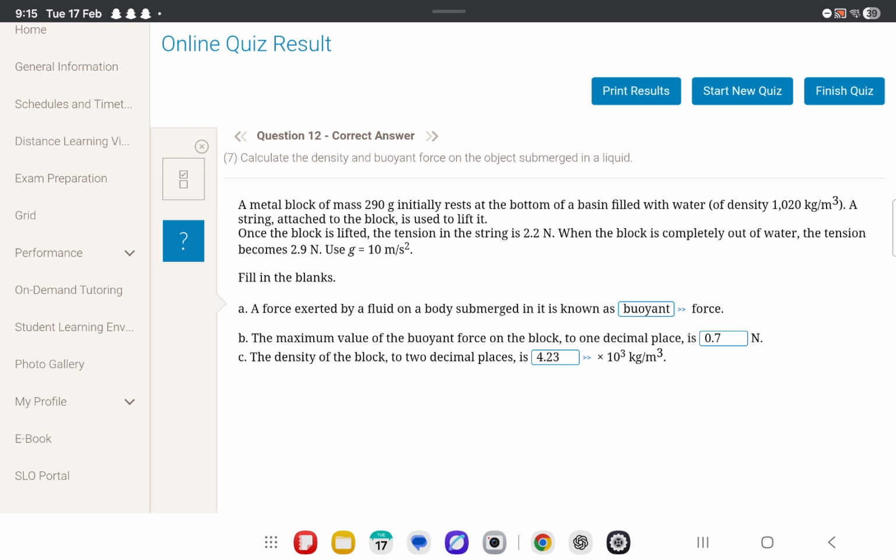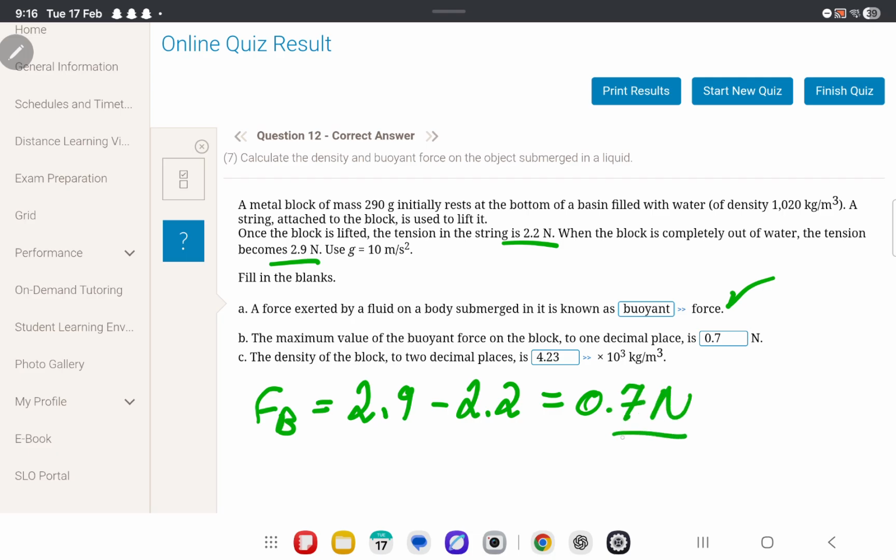Use g equals 10. Now, a force exerted by a fluid on a body submerged in it is known as buoyant force. We know this already, right? Now, find the maximum value of the buoyant force of the block. Now, FB is also known as the apparent weight, right? So you're just going to do 2.9 minus 2.2. You get 0.7 newtons. Why? That's just a formula, okay?